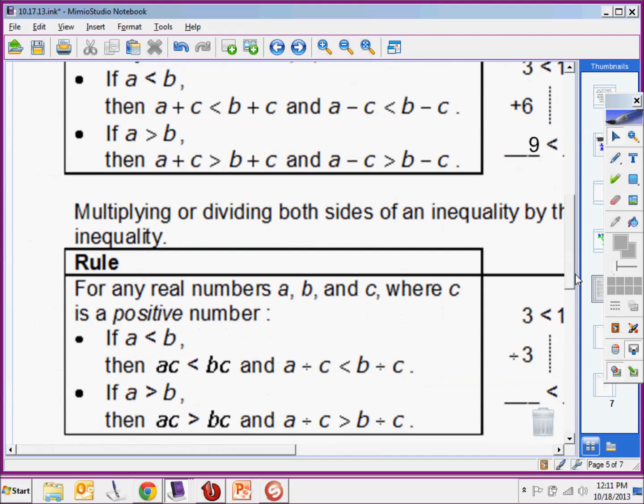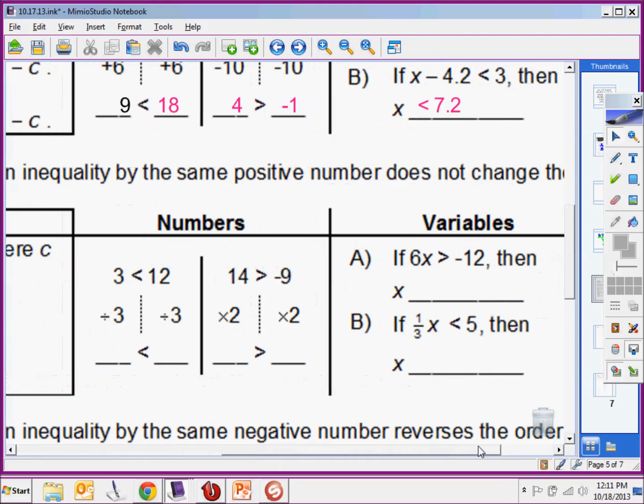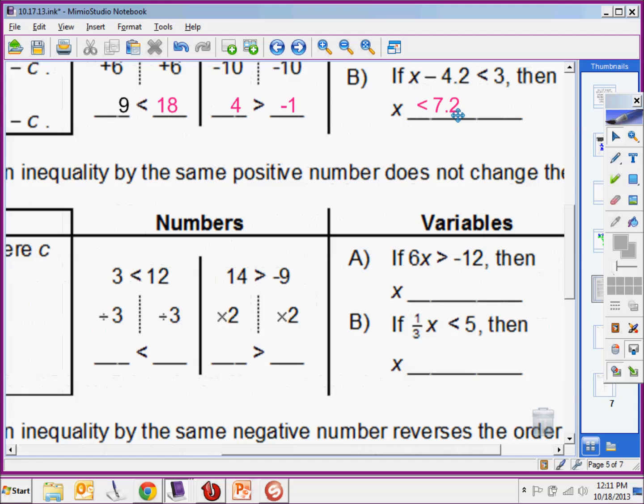You have another problem. X is less than 7.2? Because if x becomes greater than 7.2, my answers are going to be greater than 3. But I want my answers to be less than 3. Test it. Choose any number that's less than 7.2 and plug it in.